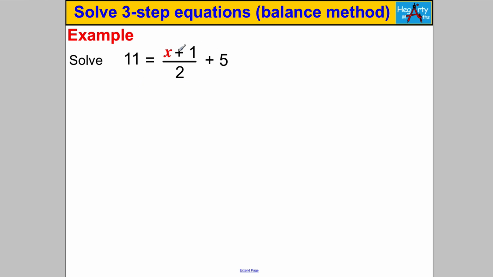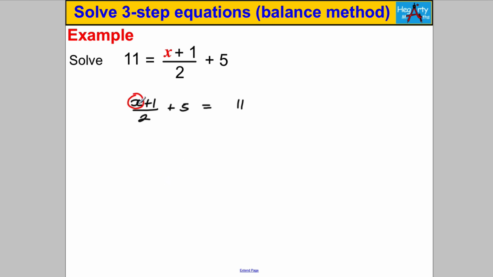Okay, first things first, I like the x being on the left hand side of the equal sign, so I'm going to rewrite it if you don't mind. I'm going to rewrite this as x add 1 over 2 add 5 is equal to 11. Now I'm going to do operations to both sides to find x by itself.